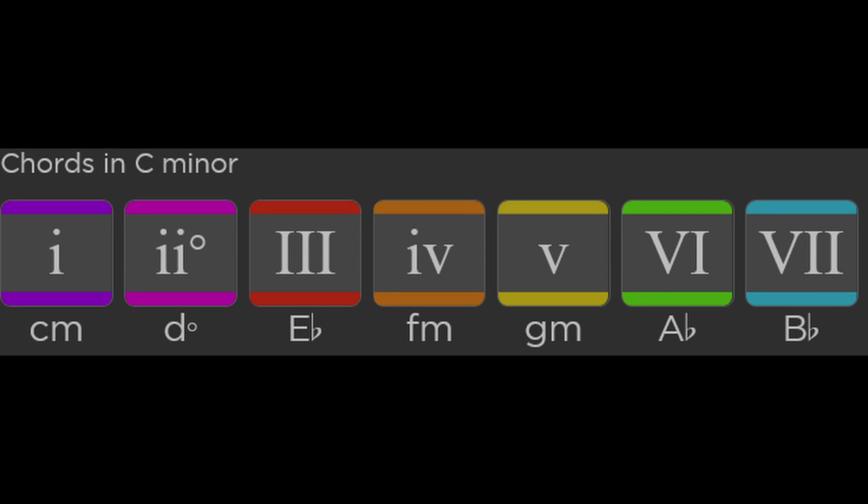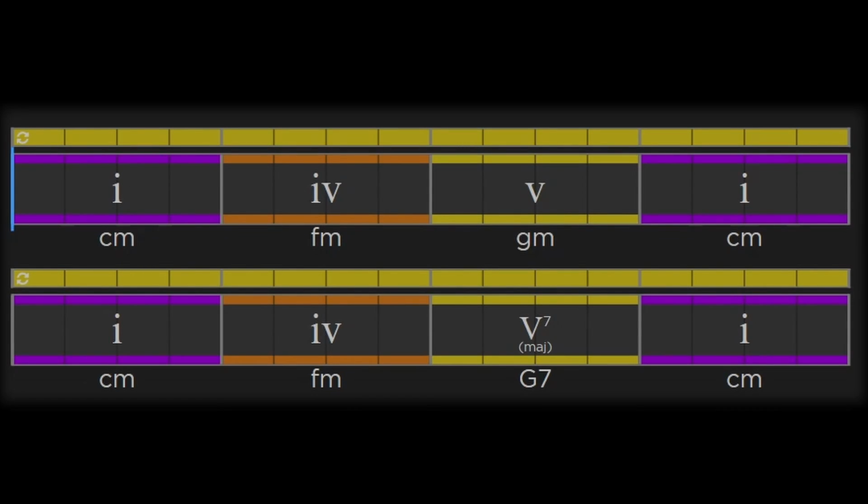Here are the chords in the key of C minor. A common thing to do is to play the minor 5 chord as a major 5 chord. In this case you would play G major. You then use this as a dominant 7th chord to resolve back to the minor 1 chord. Listen to the difference between them in the following examples.